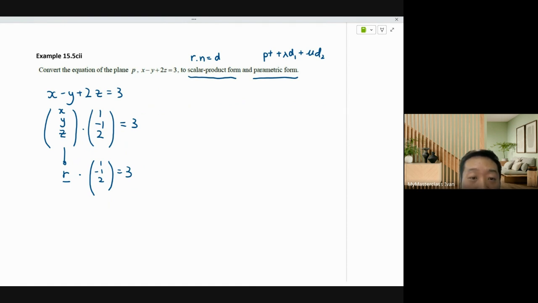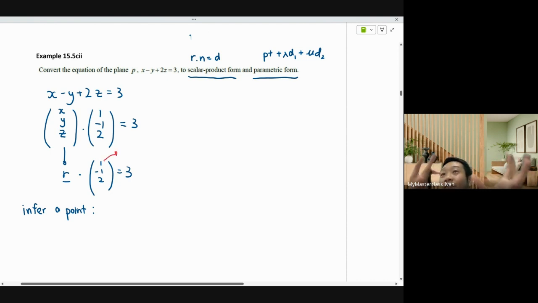So let's say I want to infer a point. The question will not ask you to infer a point. You must know when to infer a point yourself. Later I'll talk to you. Angelina, tell me one point that will lie on the plane. No, (1, minus 1, 2) is what? The vector that comes with the R is always what direction? Normal. It's always a normal.